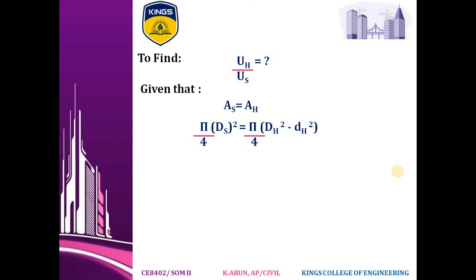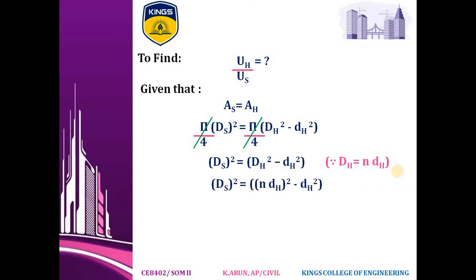So I am simplifying this. Pi by 4 is common in both cases, and then capital D_S square will be equal to capital D_H square minus small d_H square. In the question they have mentioned that the outer diameter of the hollow shaft is n times the inner diameter, that is, capital D_H will be equal to n times small d_H. So I am substituting the value of capital D_H as n d_H here. So D_S square will be equal to (n d_H) whole square minus d_H square. Here we should not forget that while substituting the value of d_H, we should put square for n also. Most of the time students make a mistake here.